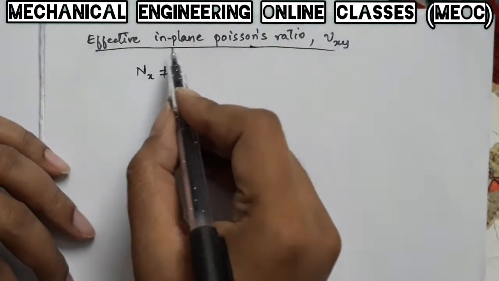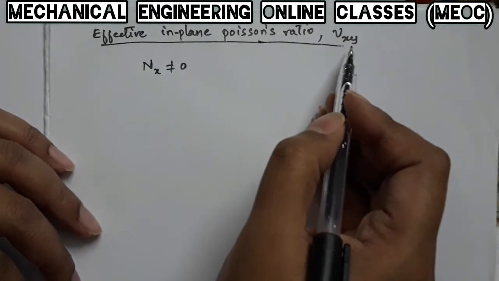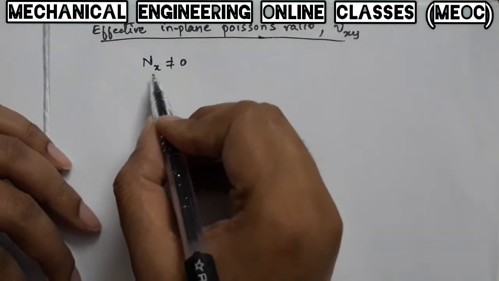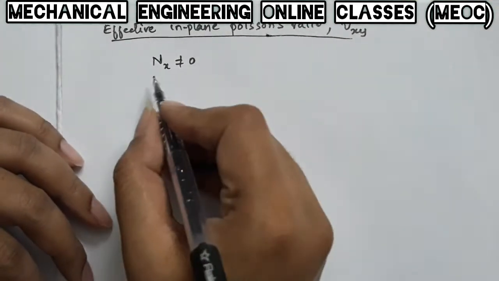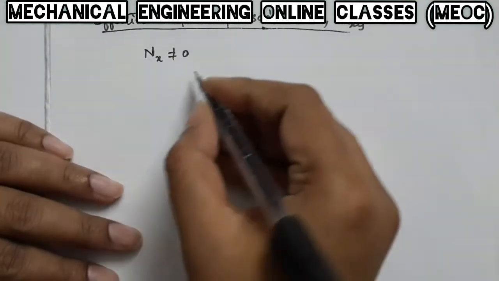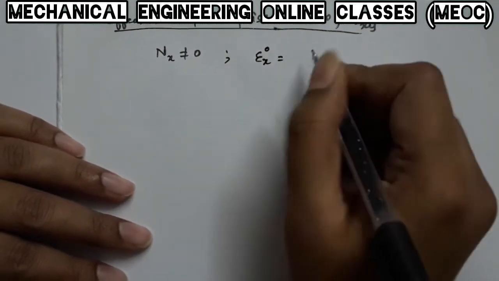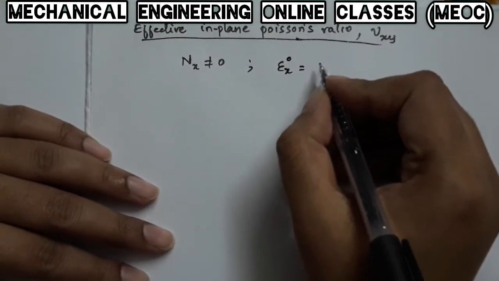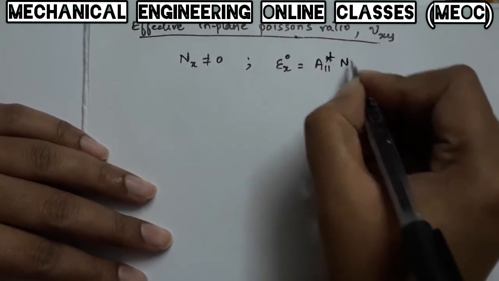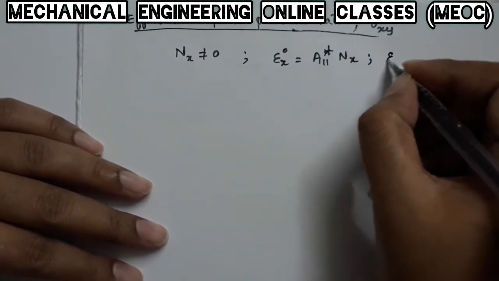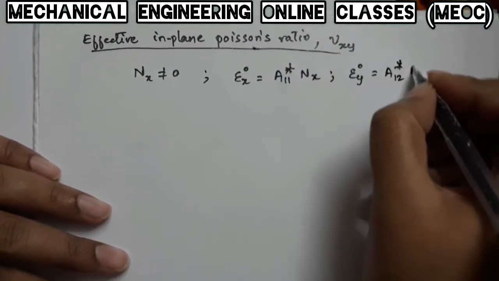Also we will try to find out the in-plane Poisson's ratio nu xy. So for finding nu xy, we will again apply the load nx not equal to 0 and all other loads equal to 0. So when nx is not equal to 0, the values of epsilon x naught and epsilon y naught are A11 star into nx and A12 star into nx respectively.